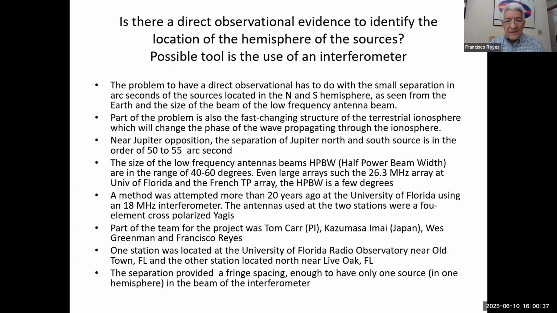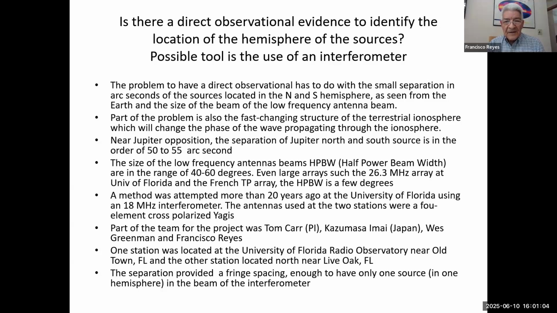Now, an interesting question: is there direct observational evidence to identify the hemisphere where the sources are located? That is still in the making. We don't know exactly how to do that. And here I'll show you some of the things that we have been doing.